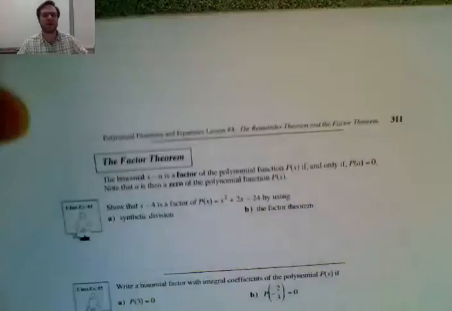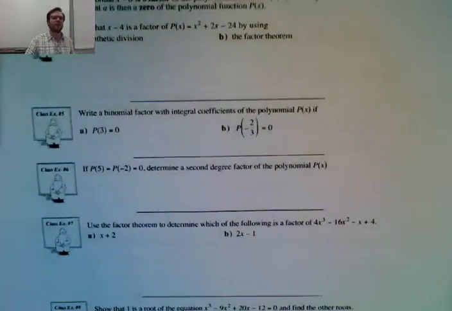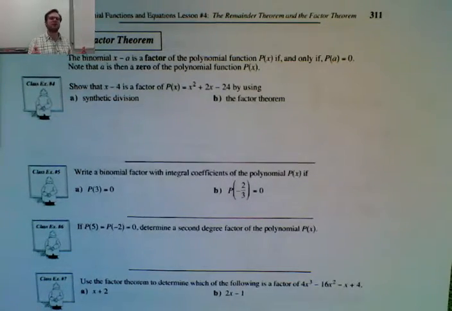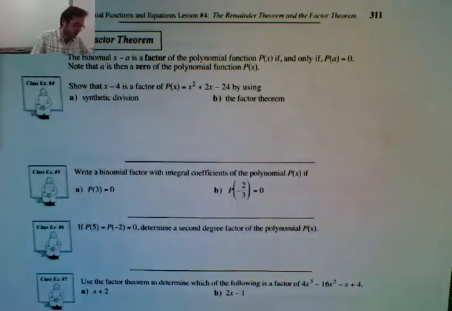Okay, so now we're going to get into something called the factor theorem. The factor theorem is very similar, you'll find out, to the remainder theorem. The only thing is, our remainder is 0 when we use the remainder theorem for the factor theorem, because if it factors, that means there's no remainder. So thus, the remainder must be 0. So here's our first example.